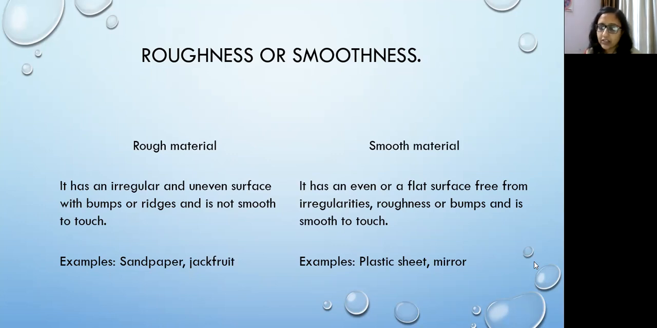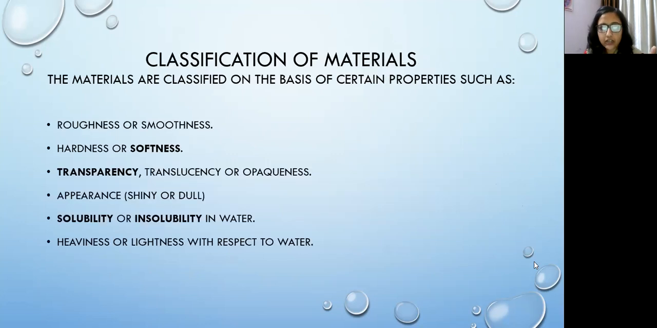So that is why the surface is very smooth. So it is considered as a smooth material. Okay, so these are the differences between roughness or smoothness. Fine. Now children, here I want all of you to do one thing.